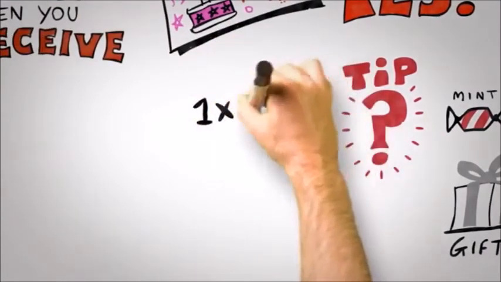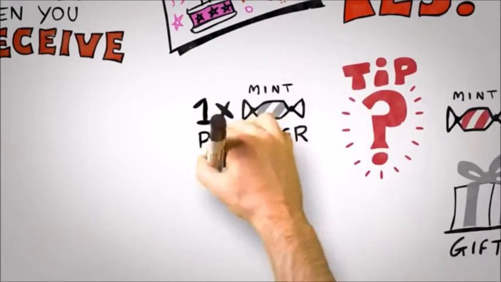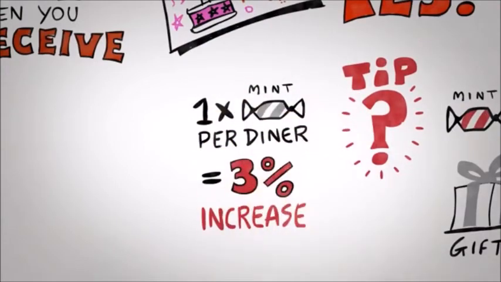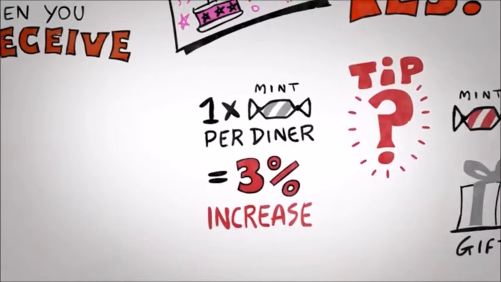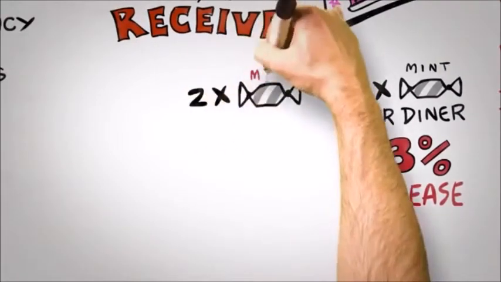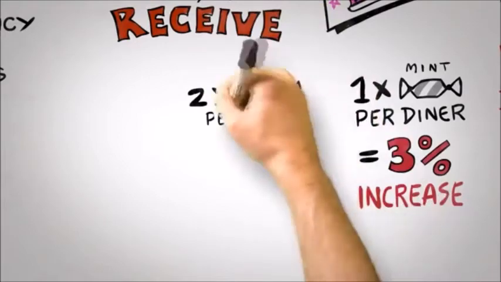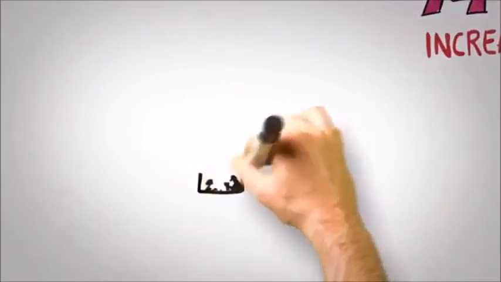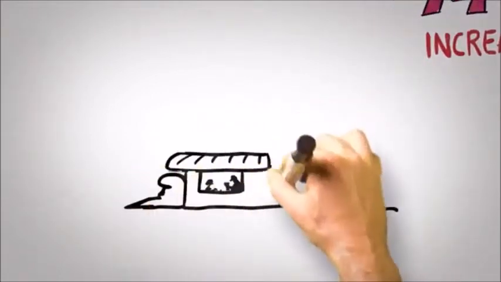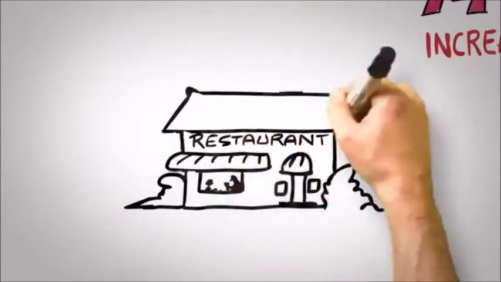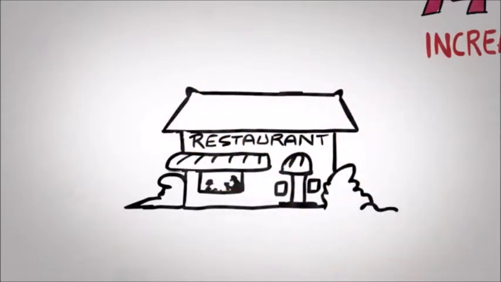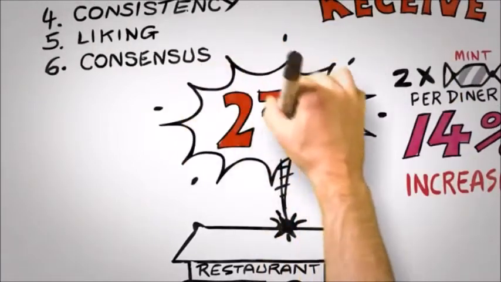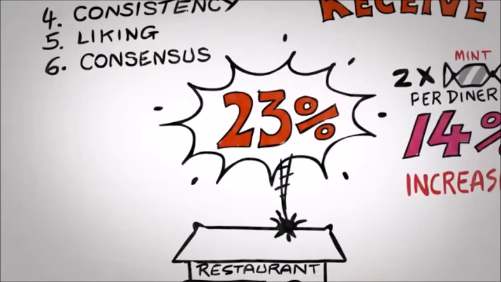In the study, giving diners a single mint at the end of their meal typically increased tips by around 3%. Interestingly, if the gift is doubled and 2 mints are provided, tips don't double. They quadruple, a 14% increase in tips. But perhaps most interestingly of all is the fact that if the waiter provides 1 mint, starts to walk away from the table, but pauses, turns back, and says, "For you nice people, here's an extra mint," tips go through the roof. A 23% increase, influenced not by what was given, but how it was given.